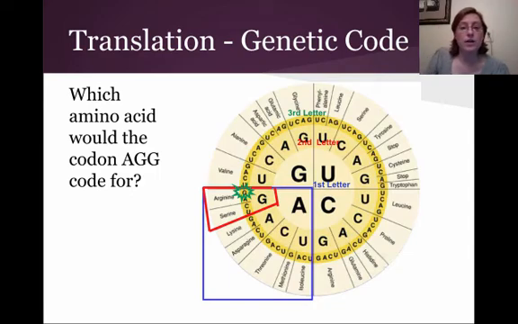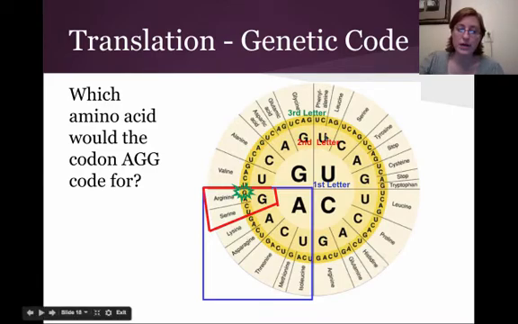So in order to know that CCG goes with proline, we have to have some sort of a code. All right? When we talk about language, there's a dictionary, right? An English to Spanish dictionary. It shows what word goes with what. We have what's called a genetic code. And so here's the way that you read this diagram.